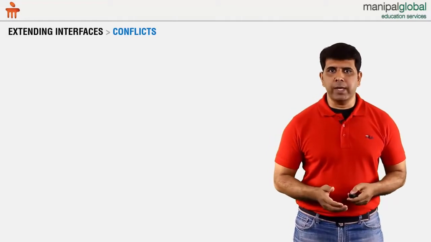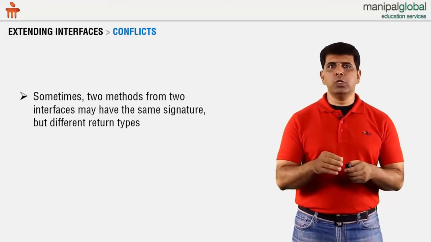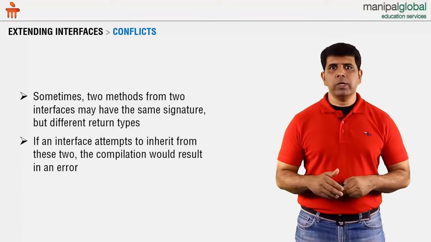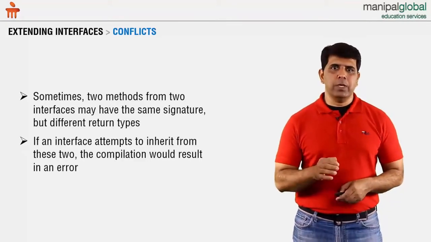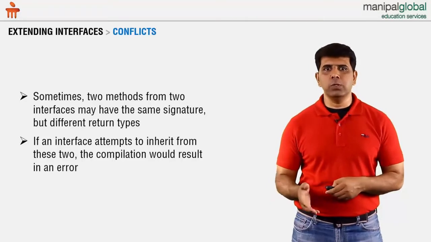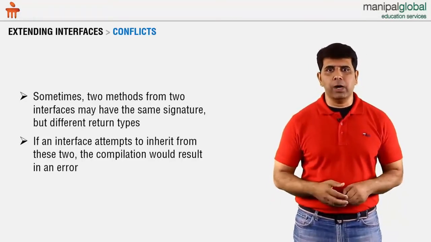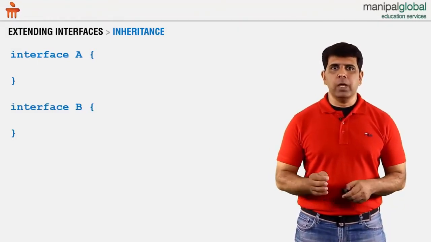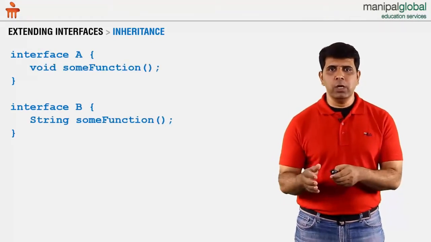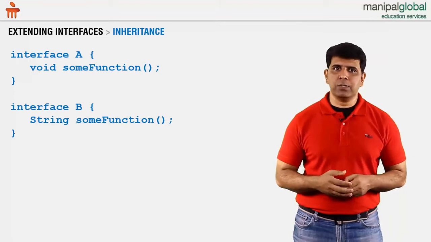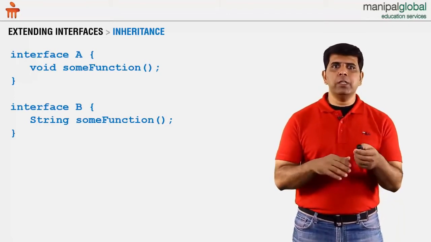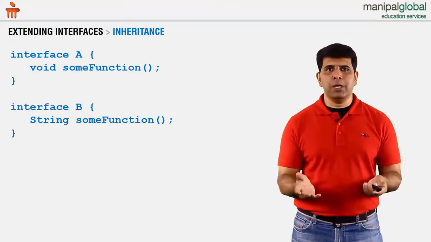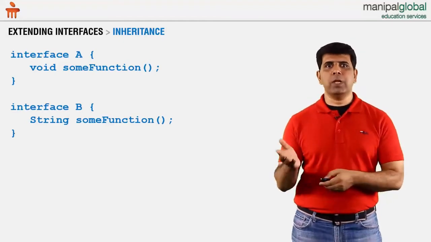Now, there are some conflicts that may arise. For example, if you have two method signatures but with different return types in two different interfaces, when you inherit, that becomes a problem. So if an interface attempts to inherit from these two, the compiler would tell you that there is something wrong. For example, imagine there is an interface A and an interface B, and both of them define some function, one of them with a void return type, another one with a string return type. Now, independently, these two have no problem, because there is no association between A and B.